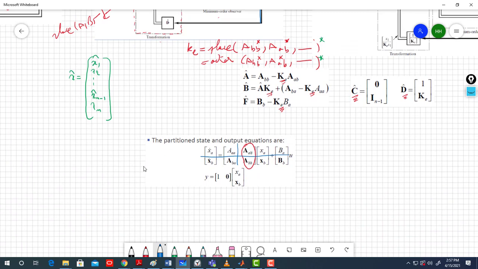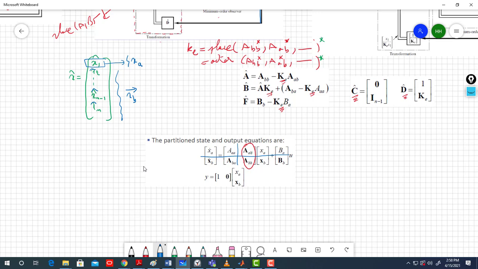And my output is the only measurable state, that's what I will assume. So then xA is a scalar, it's not in bold, and all the other states are unmeasurable. So I need to design a minimum order observer for n-1 states. If I have n states, I'm assuming only state 1 is the measurable state, and all the other states are unmeasurable. So this is, for example, xb, and then this is xa, which is equal to x1. Here it's a vector in bold.